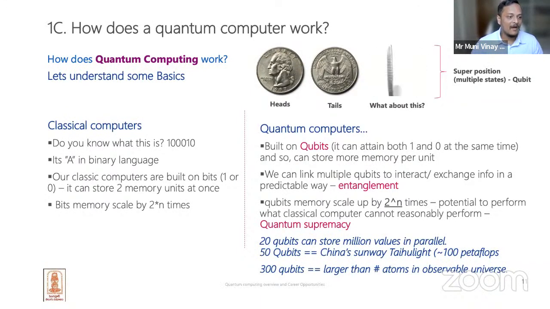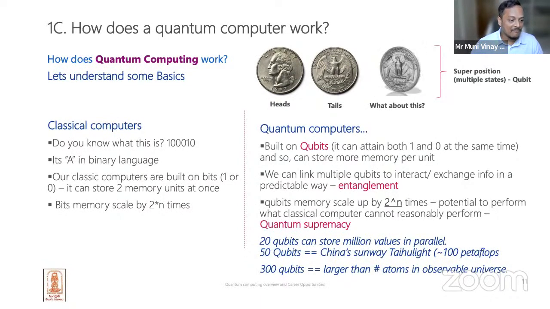Theoretically, if I have 20 bits, it can store a maximum of 20 memory units. But if I have 20 qubits, here it scales exponentially. I can keep 2 to the power of 20 memory units at one go, which is nothing but a million values in parallel.